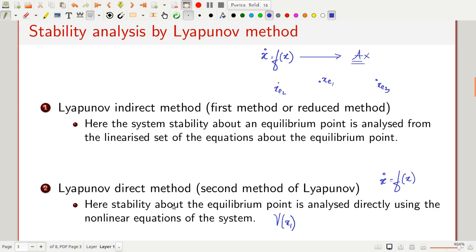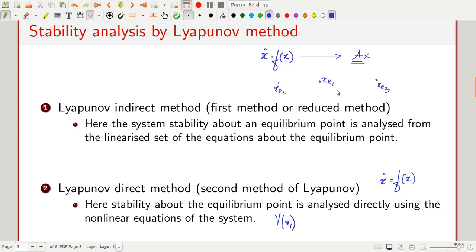Whenever we are not able to find a Lyapunov function for a system, we have to go with the other method, the Lyapunov indirect method, where we check the stability about the neighborhood of the equilibrium points. That is, we check the stability of the linearized system about the neighborhood of the equilibrium point.